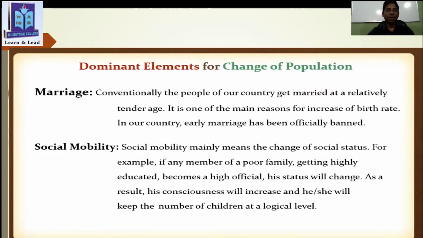And social mobility. Social mobility mainly means the change of social status. For example, if any member of a poor family gets highly educated and becomes a high official, his status will change. As a result, his consciousness will increase and he will keep the number of children at a low level. So this is another factor affecting population.